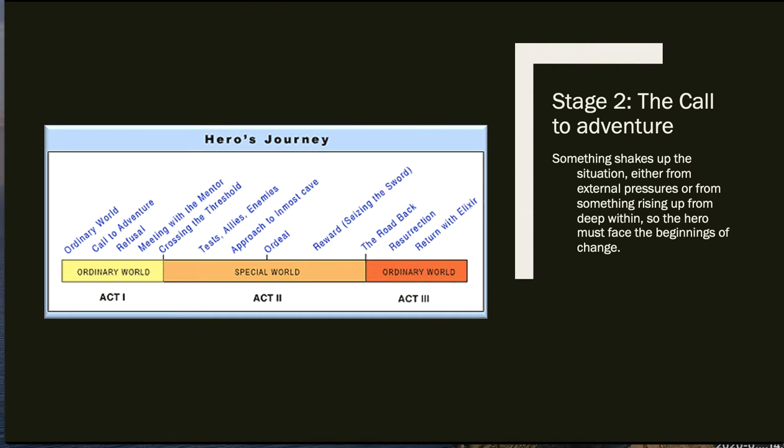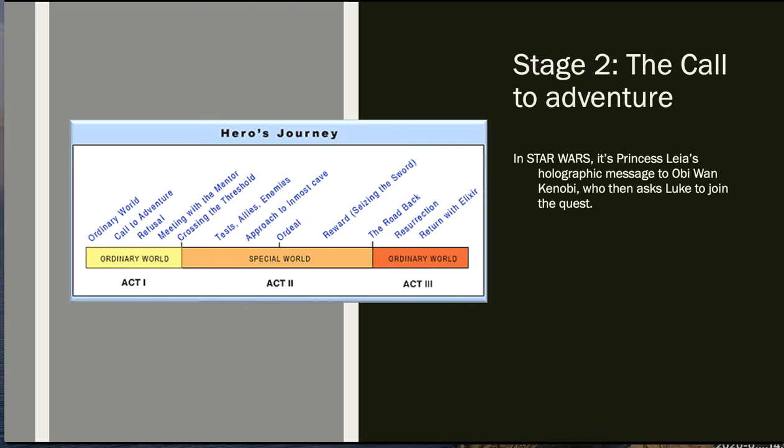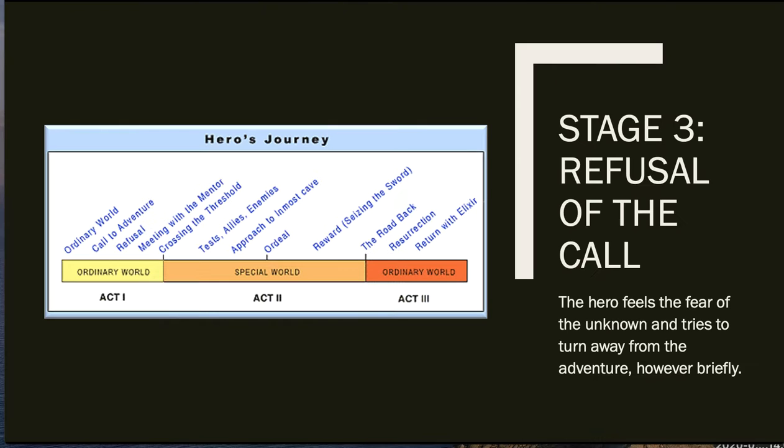Stage 2 is the call to adventure. Something shakes up the situation, either from external pressures or from something rising up from deep within. So the hero must face the beginning of change. And oftentimes change is not welcome, in particular in movies and books. In Star Wars, this is the moment Princess Leia's holographic message to Obi-Wan Kenobi, who then asked Luke to join the quest. So the call to adventure is teased a little bit when Luke sees pieces of that video clip, and then it's further solidified when he goes and he meets Obi-Wan and he sees the full holograph, so that he asks Luke to join the quest.